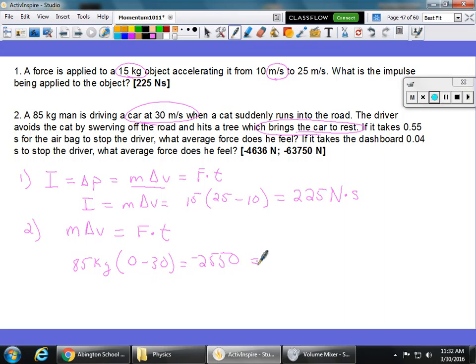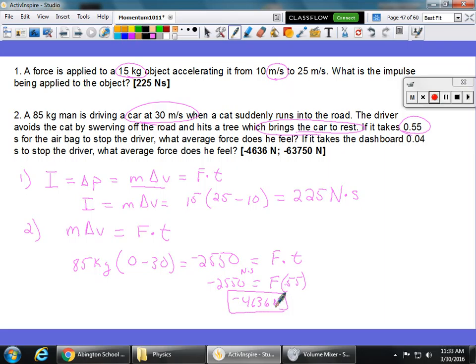We're going to set that equal to force times the time. Now in this case, the time is given to us with an airbag of 0.55 seconds. So force times the time, which is 0.55 seconds, equals negative 2550. If the impulse is negative, it's going to give us negative 4636. And it's a force, so that's in newtons. Our impulse was in Newton seconds. We divide that by seconds for time, and we're going to get newtons.